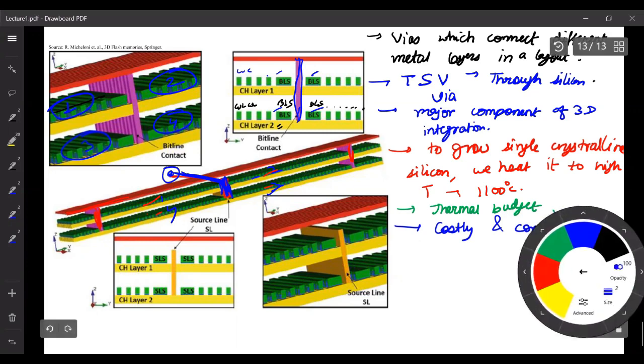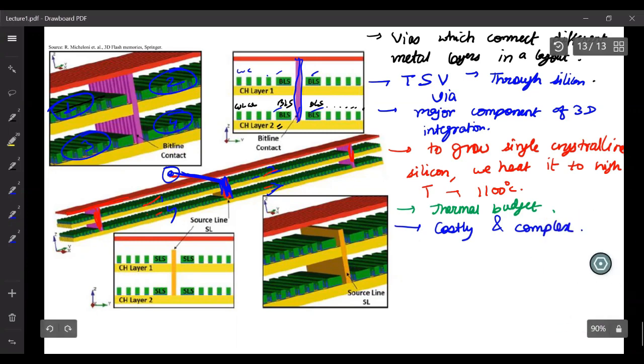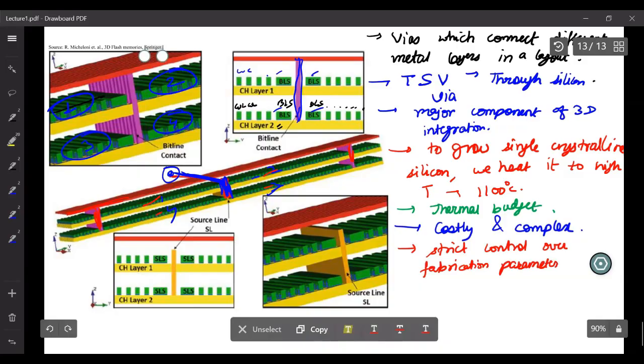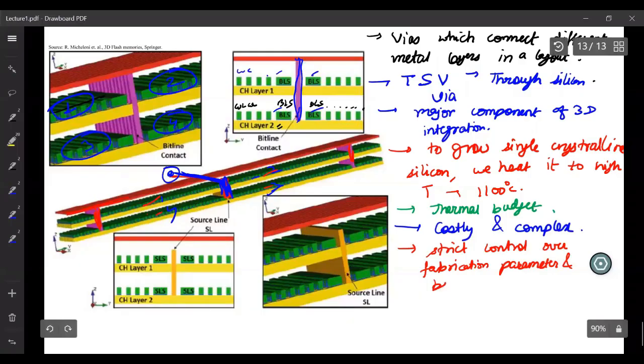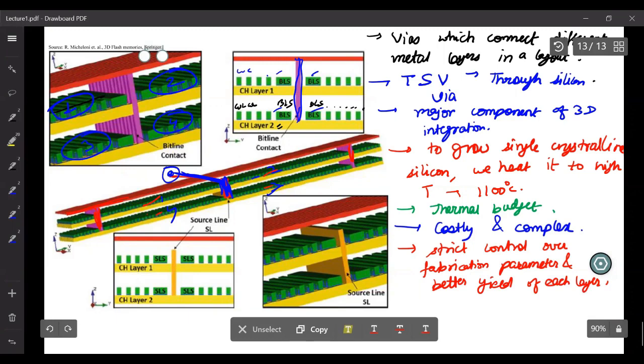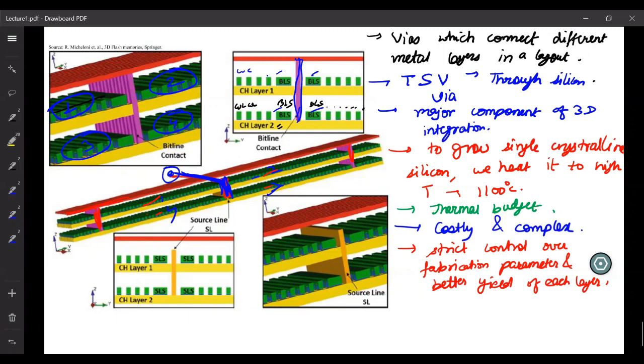Let us also talk about the advantages. This also comes with some advantages. The first advantage is that since you are manufacturing each layer independently, you have strict control over your fabrication parameters. So that will give you a better yield of each layer. The performance of each layer can be kept under control just because you have strict control over the fabrication process of each of these layers.